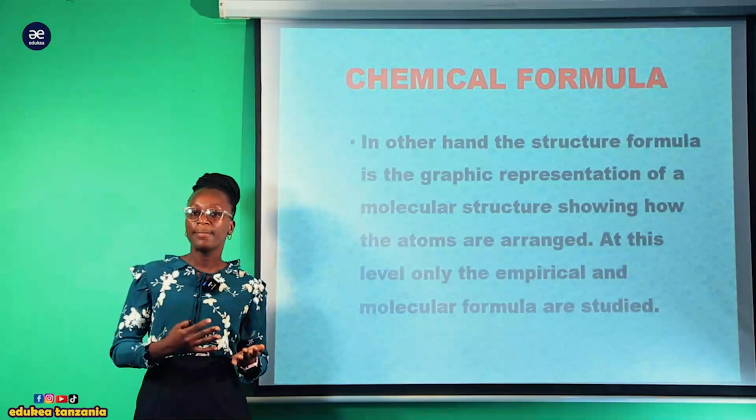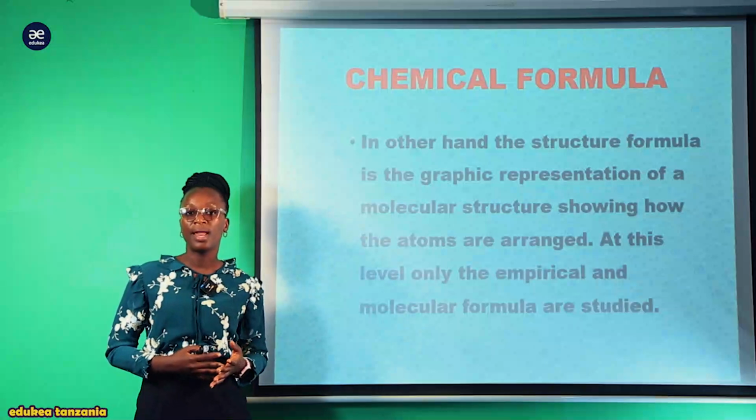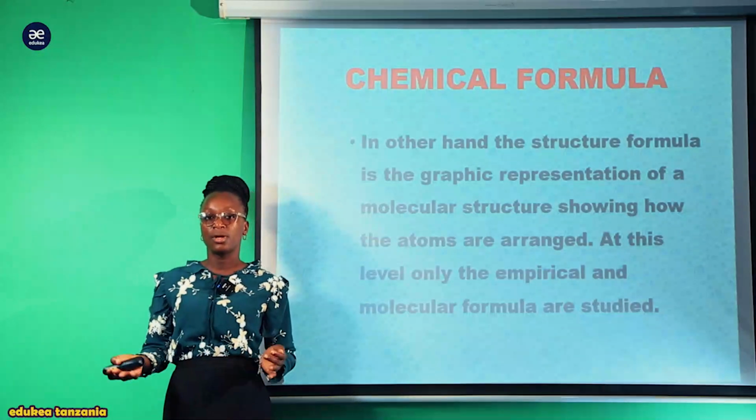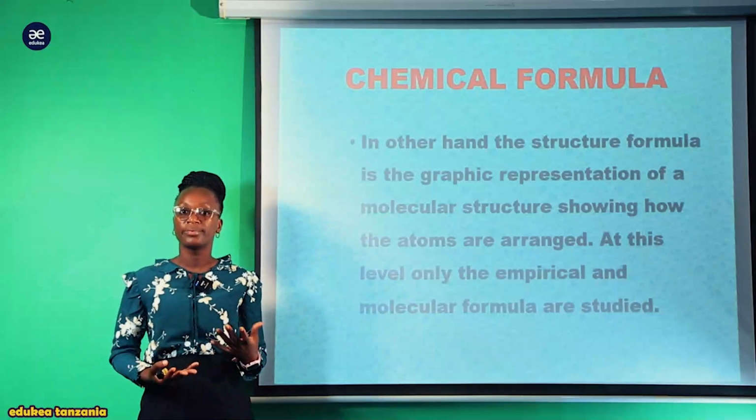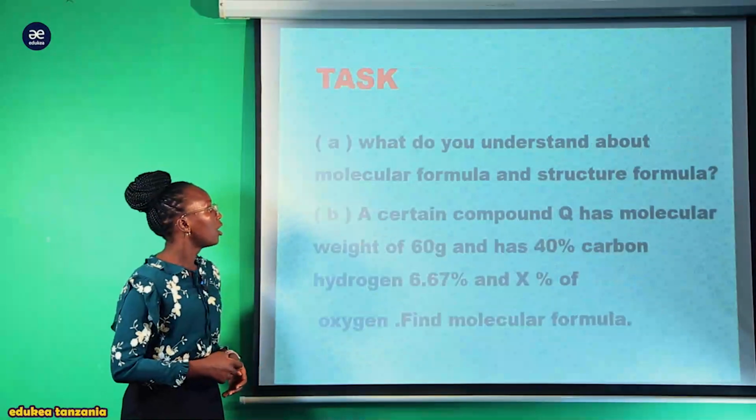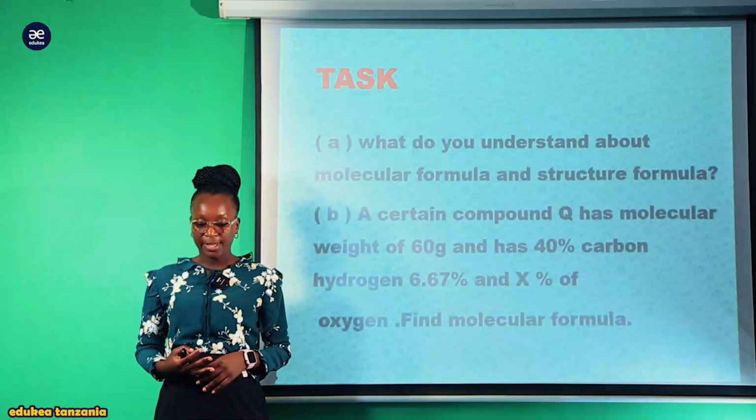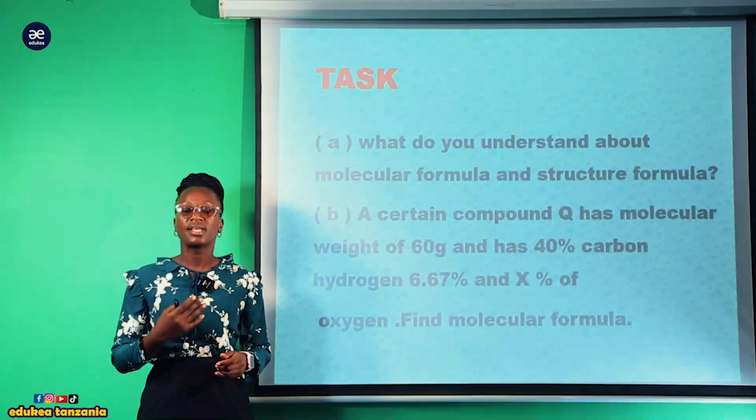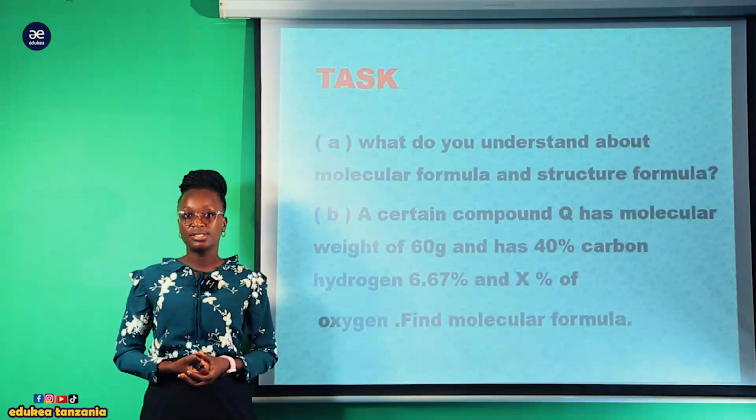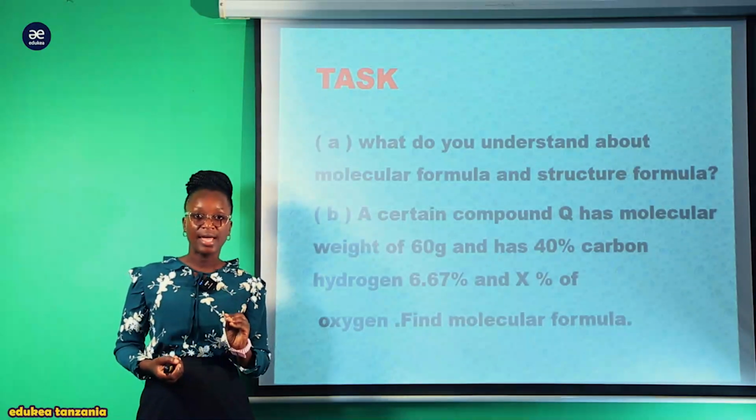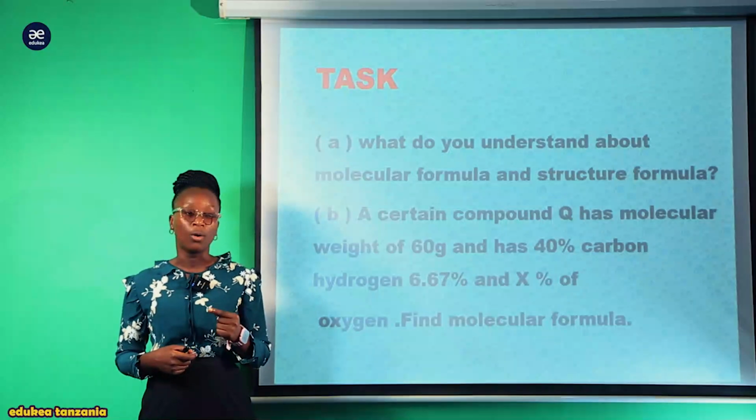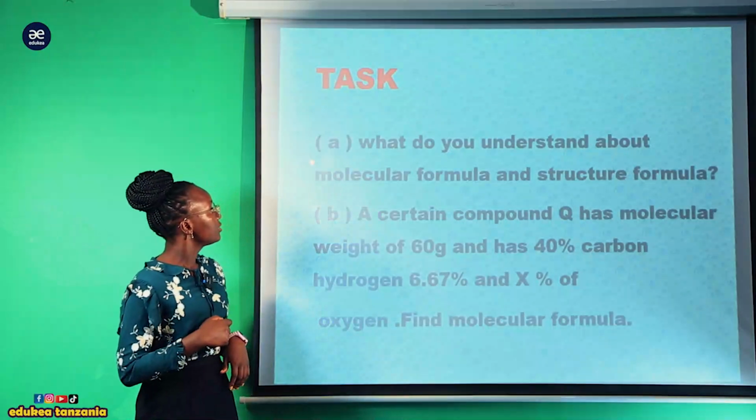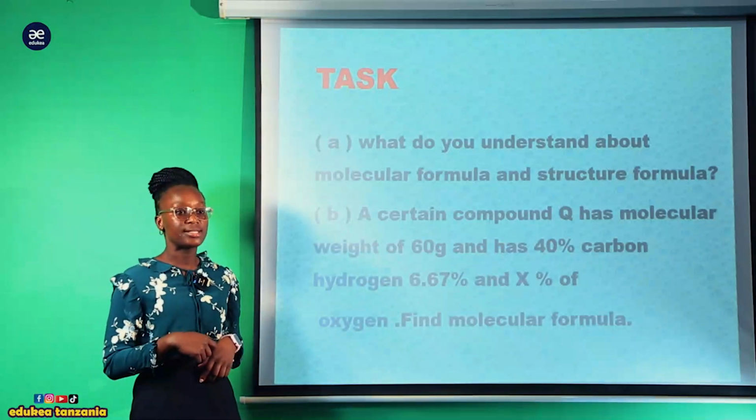And here is where the empirical formula and the molecular formula are studied. Hapa ndo unaona kabisa zinakuwa studied kwa sababu yenyewe inaonyesha ile arrangement, ile graphic representation, each and everything. Now my students, after looking at the concept of chemical formula, here there is a task for you. Try to attempt it. I hope once you try is where you will understand more, because practice makes perfect. So it's your time here to conduct this task.